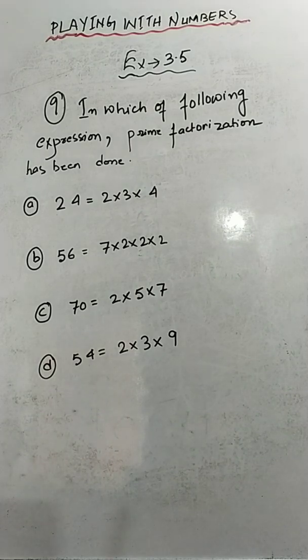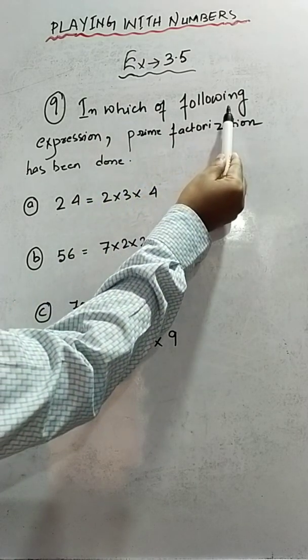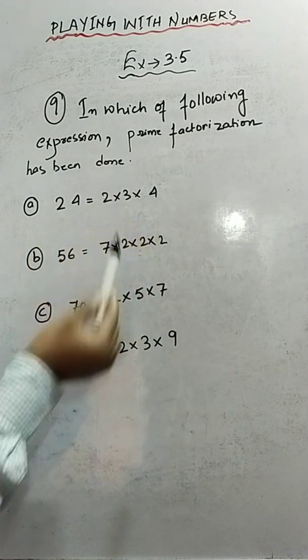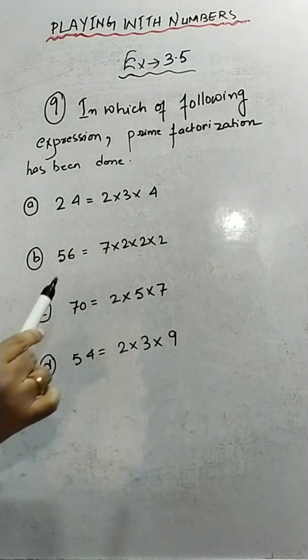Students, now in this session I will explain question number 9, 10 and 12 of exercise 3.5, chapter Playing with Numbers. Now in question number 9 we have: in which of the following expressions prime factorization has been done, you have to say. Okay, fine.